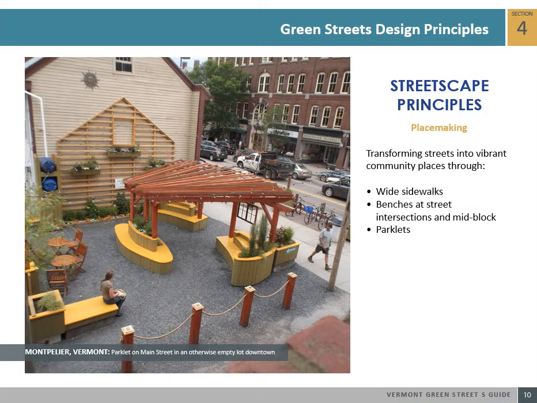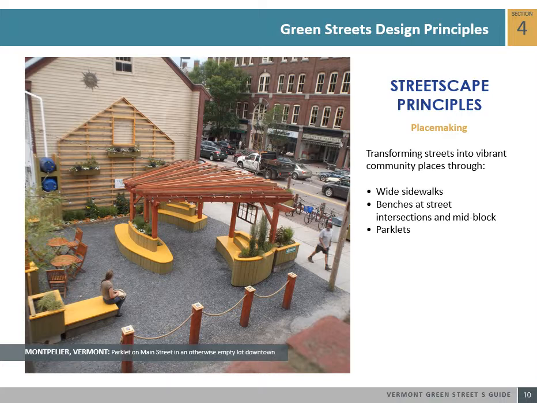Placemaking is an essential element in the success of green streets, yet it is often overshadowed by the importance of stormwater management. While streets are primarily used for getting from one place to another, they are also meant for people to walk, gather, rest, and interact. Placemaking is a way to make the village or downtown a better place to live and work by transforming streets into vibrant community places.